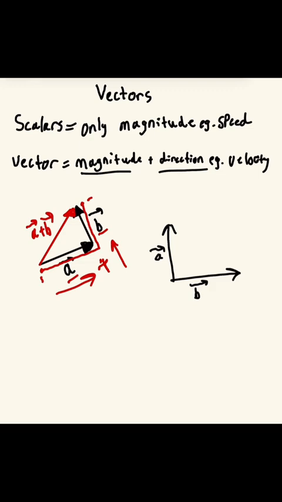Now if we look at this other diagram on the right here, we have vector A and vector B, but it looks a little bit different to the one on the left because these arrows are in different directions. We're still going to find the resultant vector, so we're going to connect the two heads of the vectors.